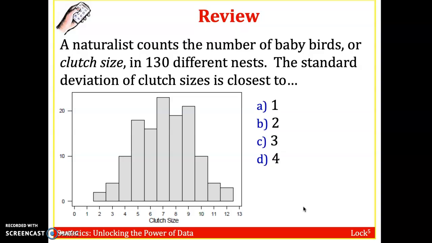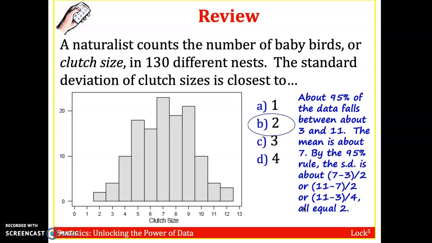All right, hopefully you got 2 as the good estimate for standard deviation. These types of questions are purely eyeballing what 2 values give me about 95%. So I thought between about 3 and 11. If you said between 3.5 or 4 to 10.5, that's fine. This 3 and 11 are not exact, but I'm just trying to estimate what gives me the bulk of the data.